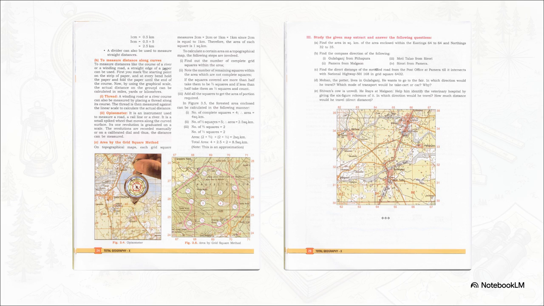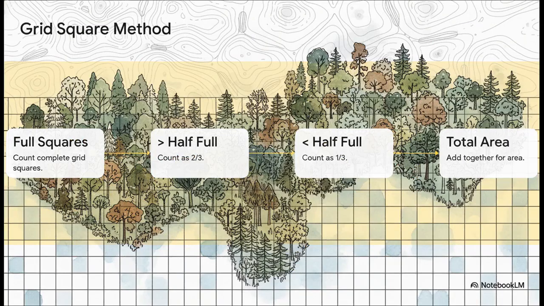Then you just convert it using your scale. It's absolutely essential when you're tracking a sprawling route across a really complex topographical grid. But what if you need the area of something weirdly shaped, like a sprawling, irregular forest? You use the grid square method. It's math-light and highly practical.